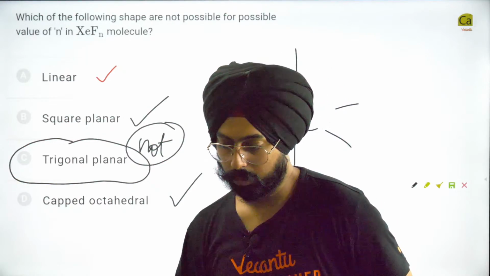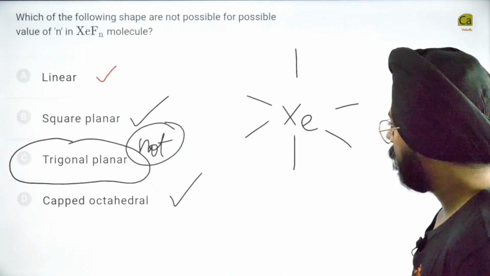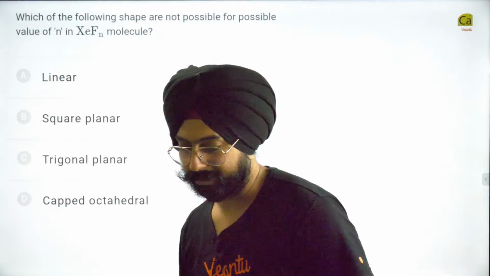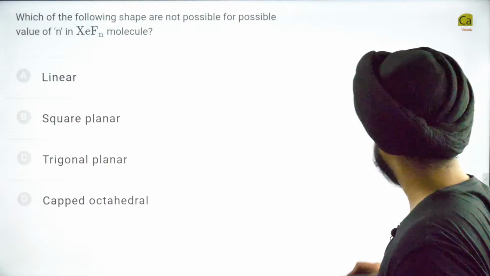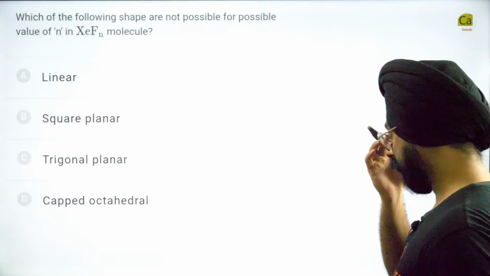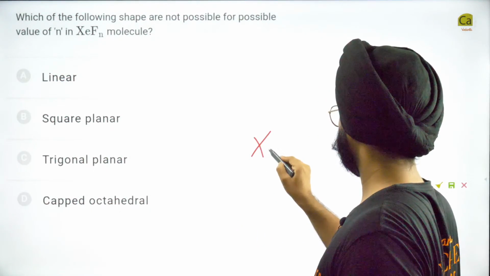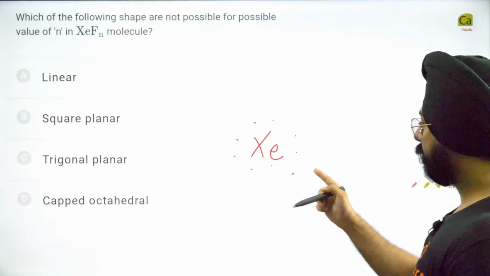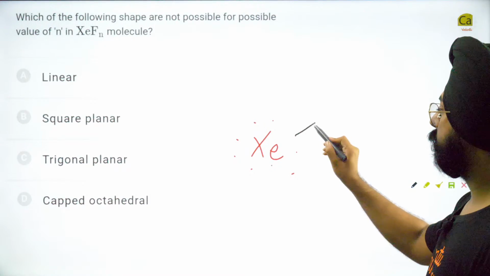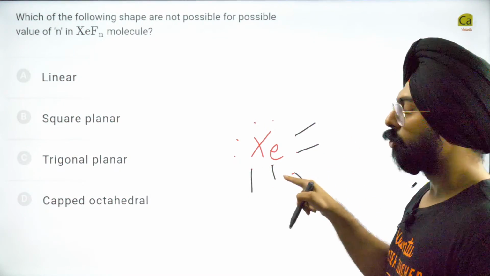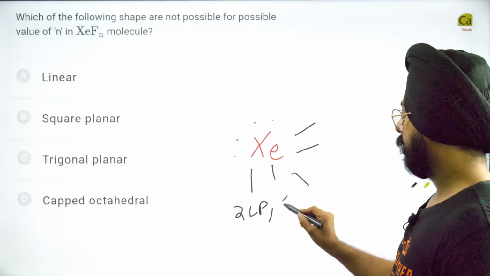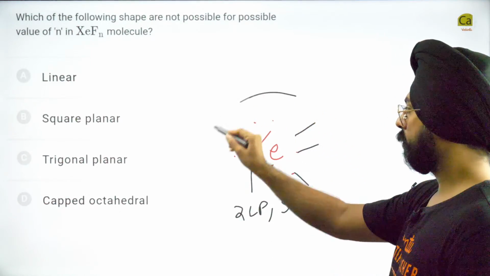Okay, cool. Saranjan is asking, XeF5 negative, what's the shape? Let's try it and see. XeF5 negative. It will be a fairly weird structure, but I'll still try to tell you. There is an extra electron because of the negative charge. You have 5 fluorines, 1, 2, 3, 4 and 5. So this is a 2 lone pair, 5 bond pair kind of species.